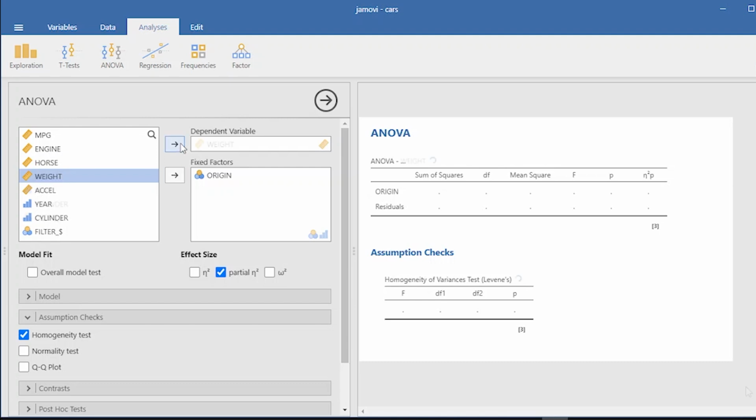Let's try to take the weight. See, the weight again is not correct. Let's try to take the acceleration, just to see the difference. Well, this is even worse. So the only one that was fit to do the ANOVA was the actual miles per gallon.